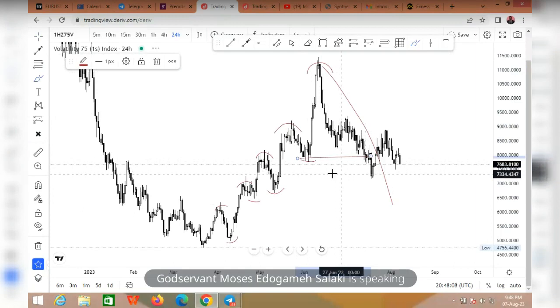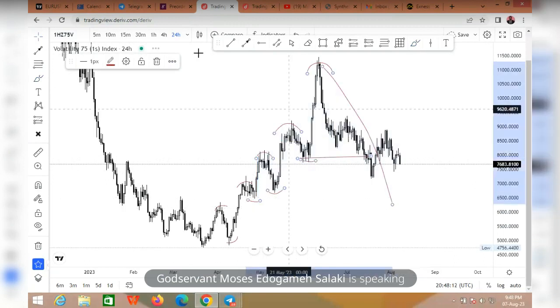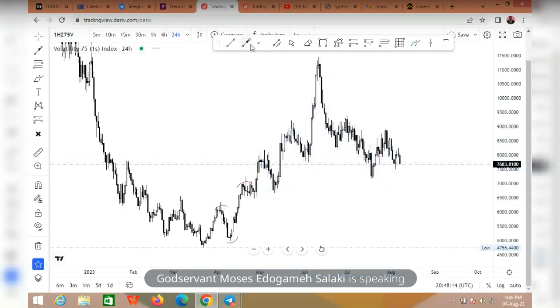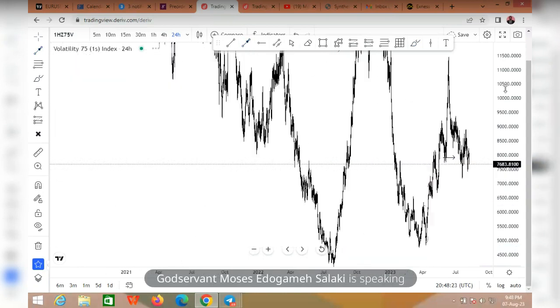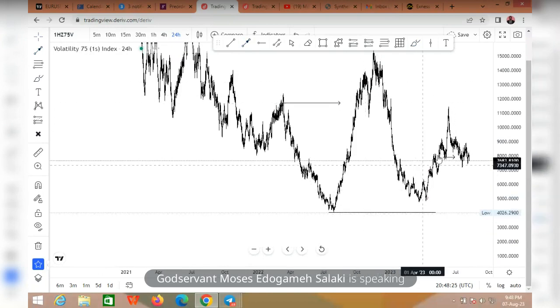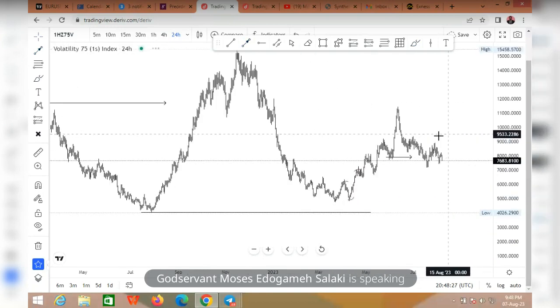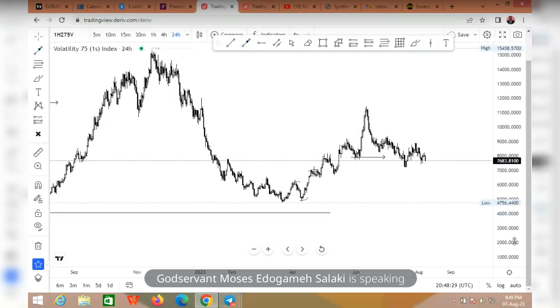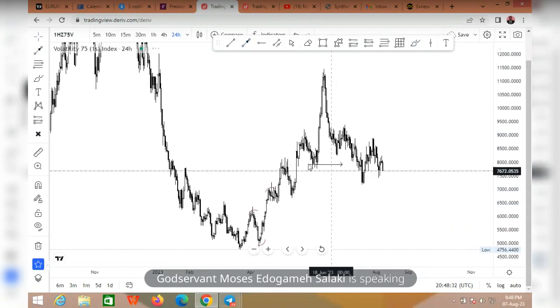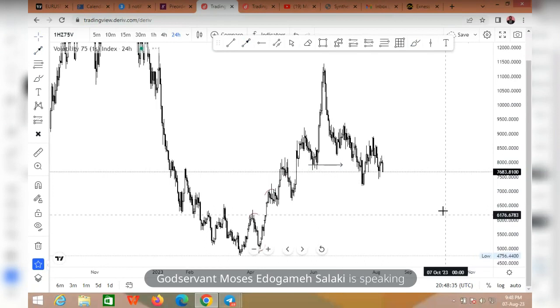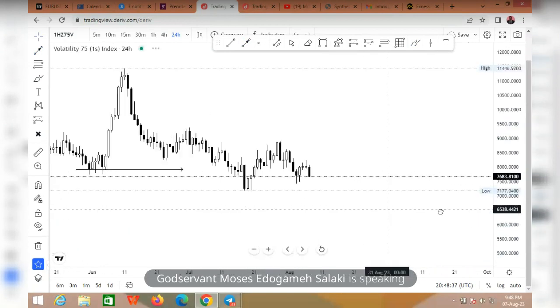Price gave a higher high and gave us a break of structure. Since price has given us this bullish break of structure, it simply means that overall we are really bullish. So for me, this is a distribution for a reaccumulation. Okay? So let me zoom out.